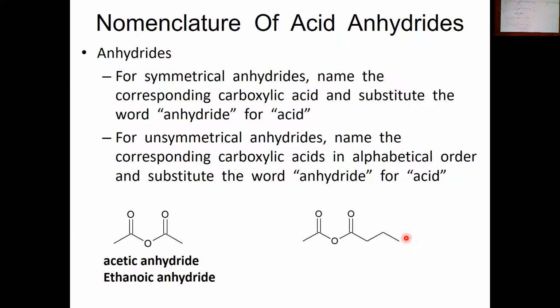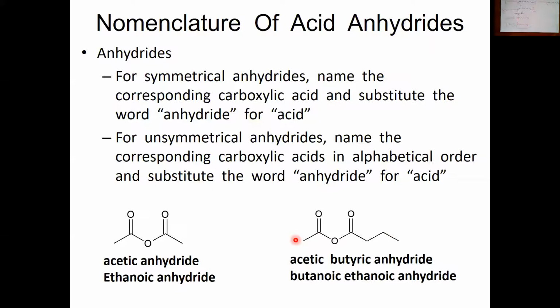If you did the IUPAC instead, over here is butanoic. Over there is ethanoic. So butanoic, ethanoic anhydride, because those first 2 words are alphabetical. Oddly enough, there are spaces between the butyric, acetic, butanoic, ethanoic, and anhydride. It's a very spacey name, these anhydrides.